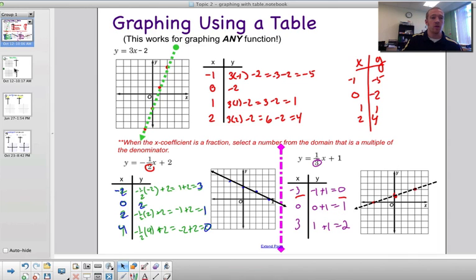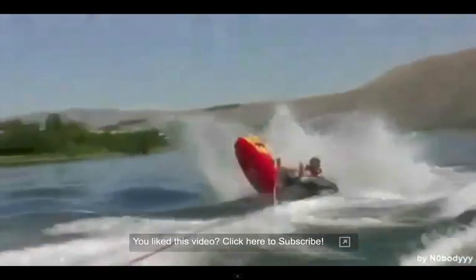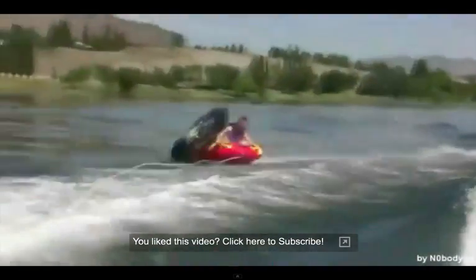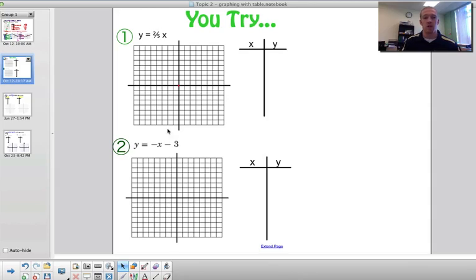Alright, so here is your Try. Very similar. One with a fraction, and then one with a whole number. Plug in some x's, get your y's, and plot it.